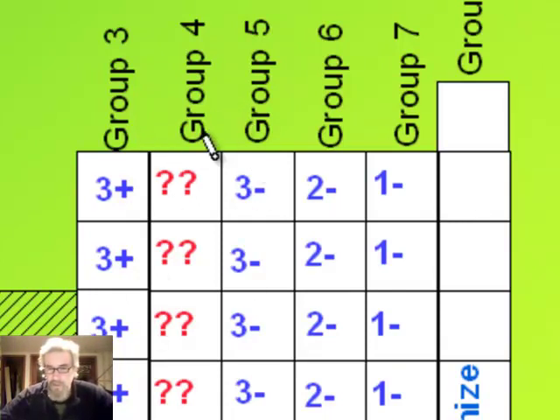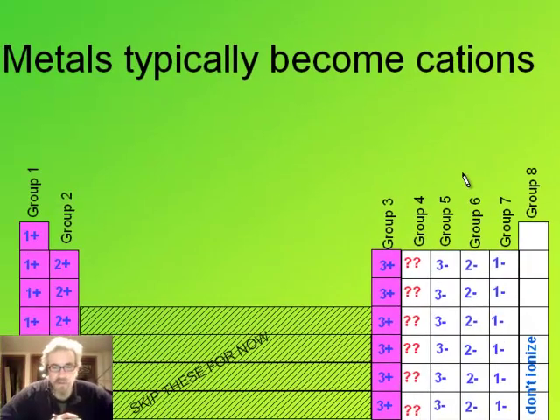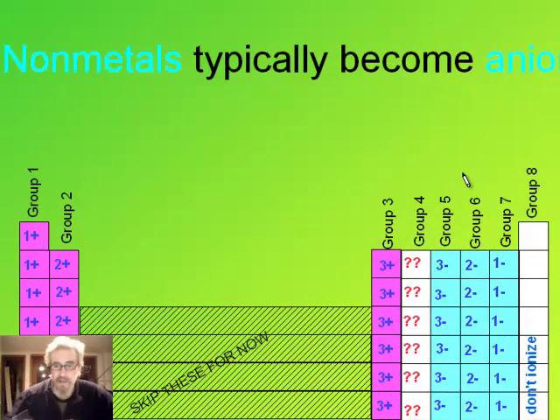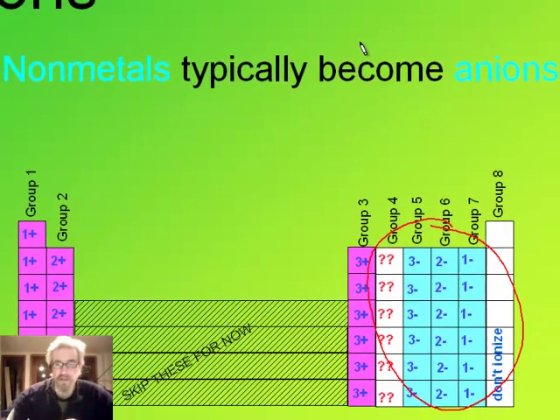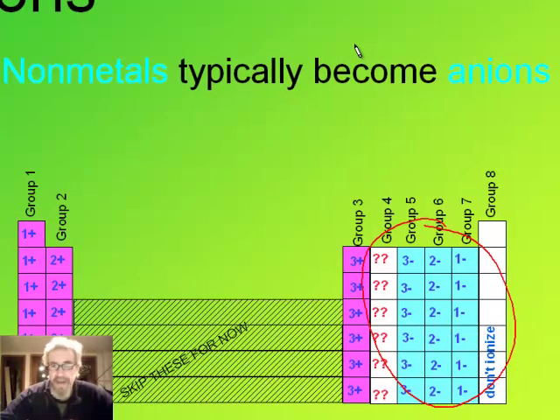It turns out that 3 electrons is about the most you're going to find moving around in exchanging electrons for ionic bonding. We noticed that the left-hand side of the table tended to make cations, so metals typically become cations, and the right-hand side of the table over here tended to become negatively charged, and so we find nonmetals typically become anions.